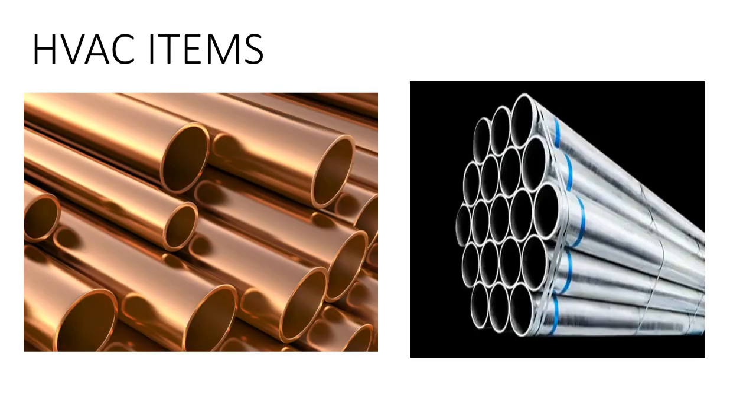The next one is pipes. We have copper pipes and we can use the GI pipes as well. For the copper pipes, mostly we'll be using them for the DX type system. We know what DX type system means.